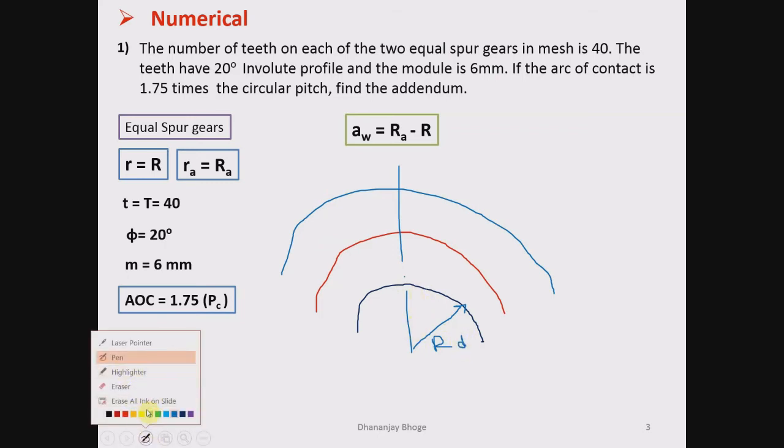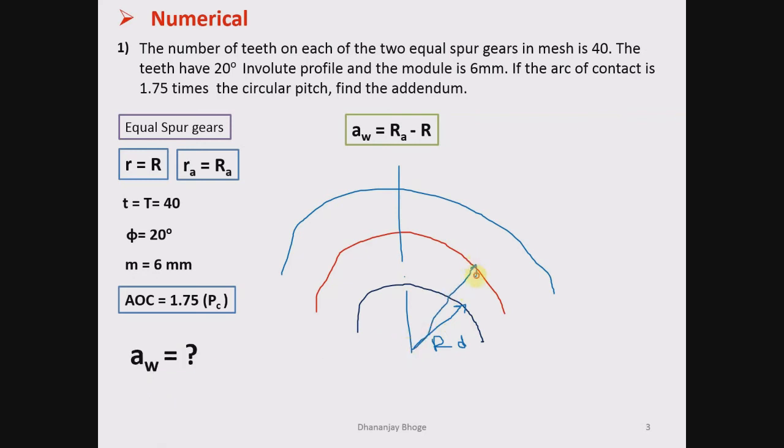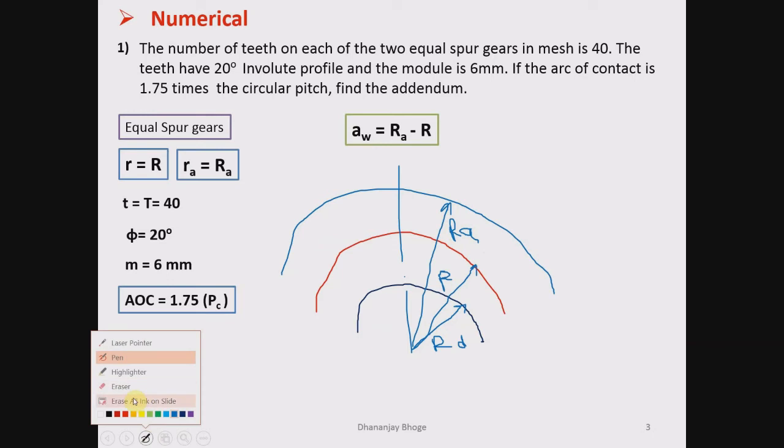Now, what is this? Pitch circle radius. This distance is pitch circle radius, R, and this is addendum circle radius. Correct? We have seen this. I'm just revising it.